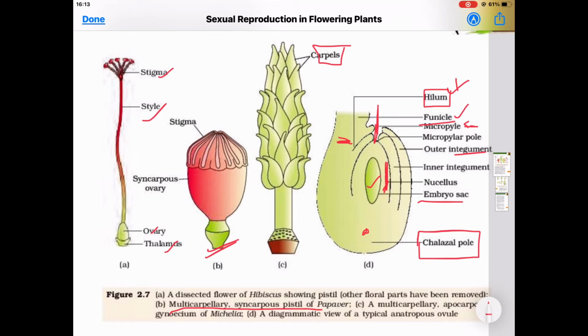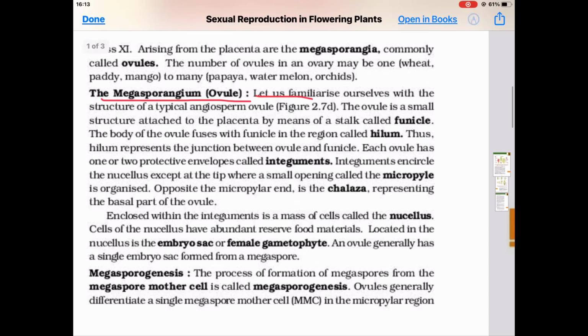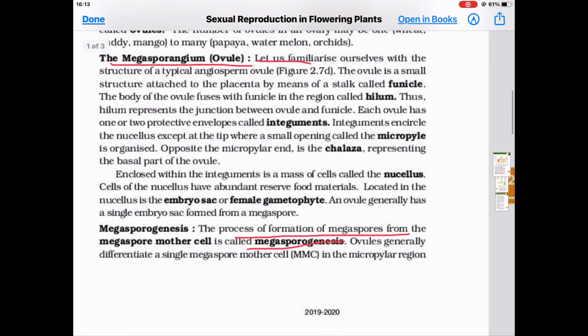So next is megasporogenesis. The process of formation of megaspores from the megaspore mother cell is called megasporogenesis. अगर एक मेगास्पोर मदर सेल से मेगास्पोर बनने के प्रोसेस को बोल रहे हैं मेगास्पोरोजेनेसिस. Ovules generally differentiate a single megaspore mother cell in a micropylar region of the nucellus.